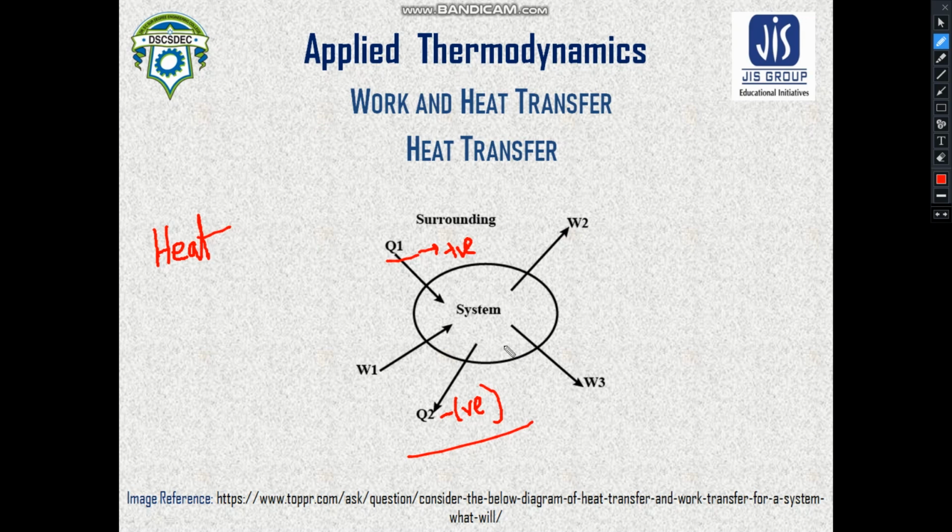Now, a process in which no heat crosses the boundary is called an adiabatic process. We had a discussion regarding this adiabatic process in the previous lecture in a much detailed manner, so I will not get into that. And a wall which is impermeable to the flow of heat is an adiabatic wall, whereas a wall which permits the flow of heat is a diathermic wall.